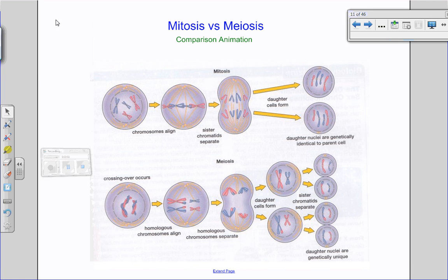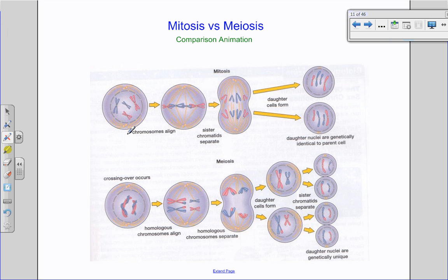Okay, so the first one was just an introduction to meiosis. The second talked about the stages and sources of genetic variation. This time we're going to be highlighting the differences between meiosis and mitosis. So, mitosis versus meiosis.